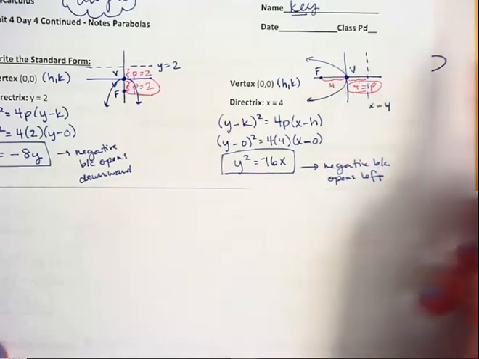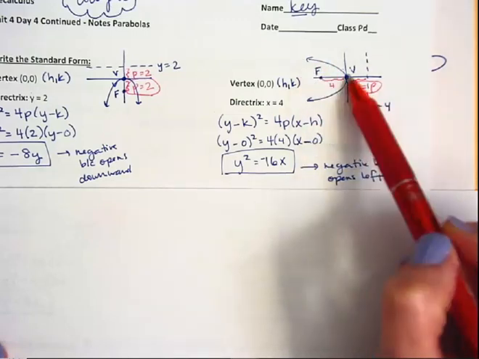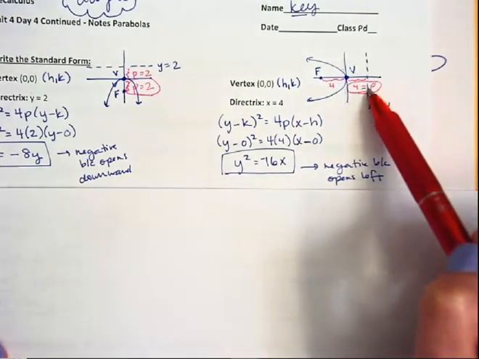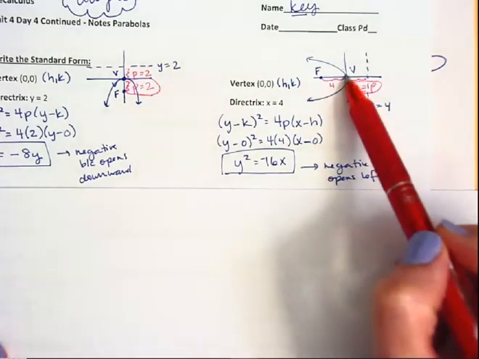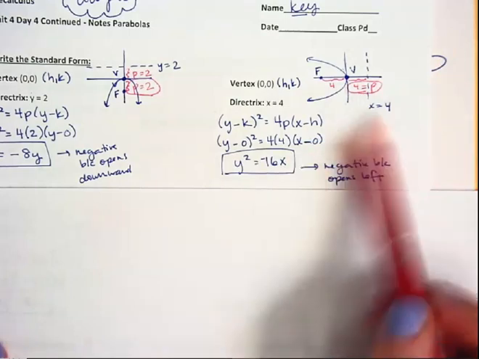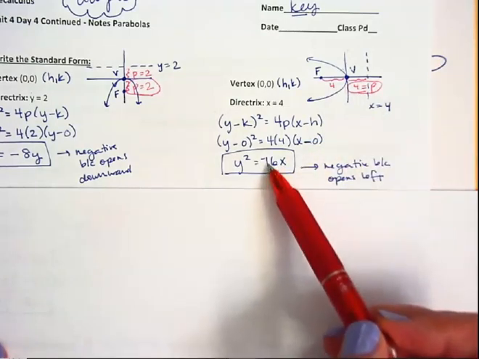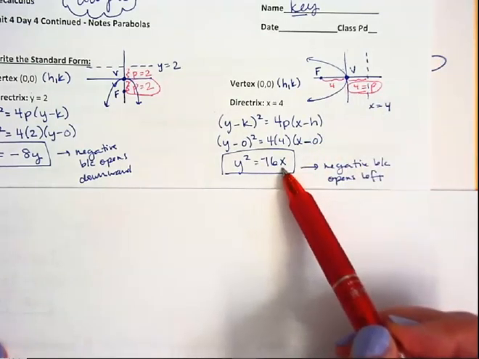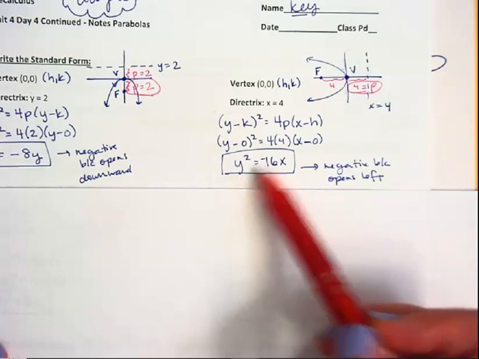The parabola will be opening to the left because it's going away from the directrix. Since it's opening to the left, my p-value is going to be negative. So my final answer is going to be y squared equals negative 16x.